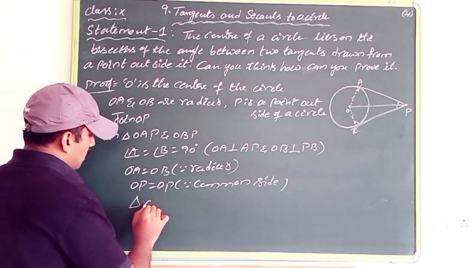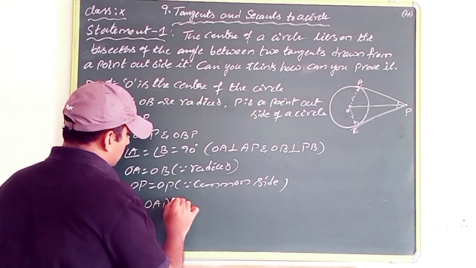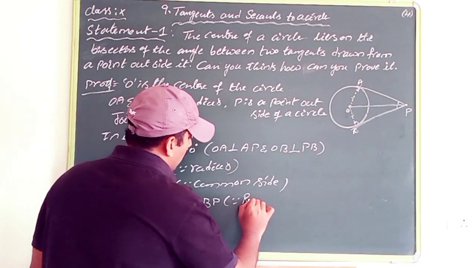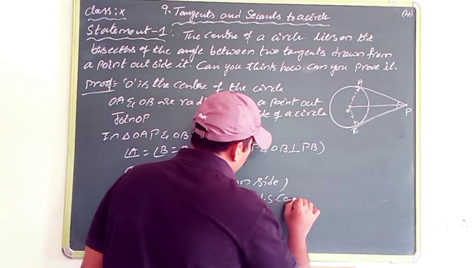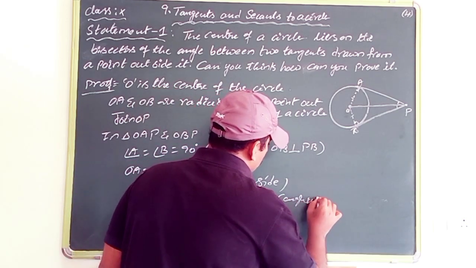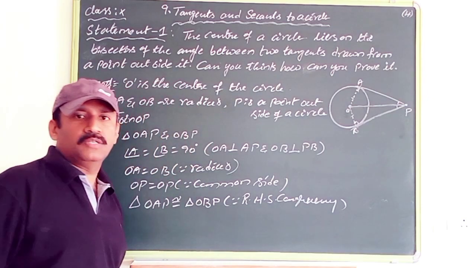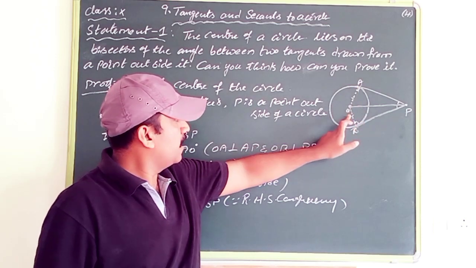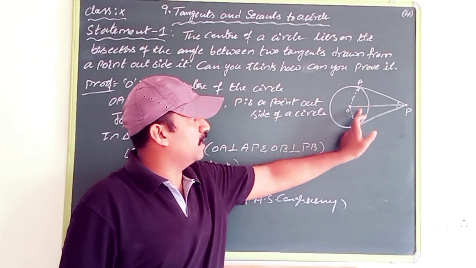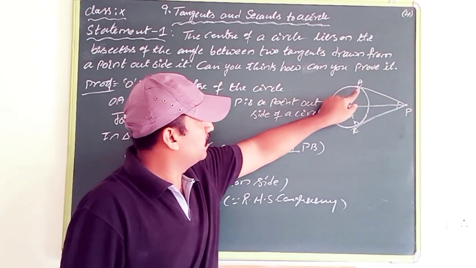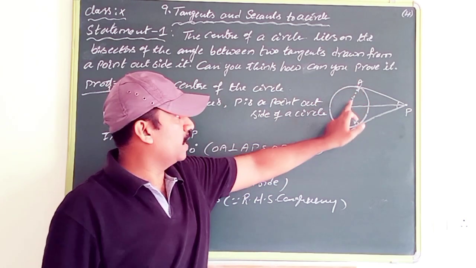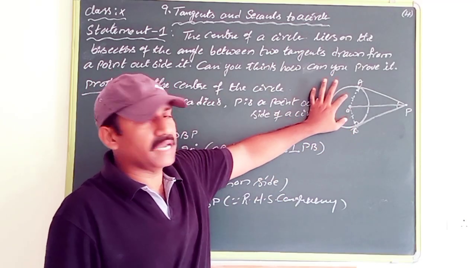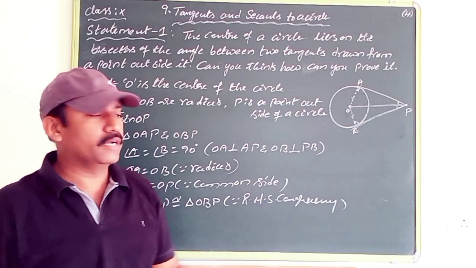Now triangle OAP is congruent to triangle OBP. Why? Since RHS congruence. Why have we used RHS congruency? The right angles are equal here and here. And the hypotenuse, the side opposite the right angle, OP, is the common side. And these two sides I have considered, OA and OB, as the radii of the circle are equal, so I have taken the sides equal, so the two triangles are congruent.